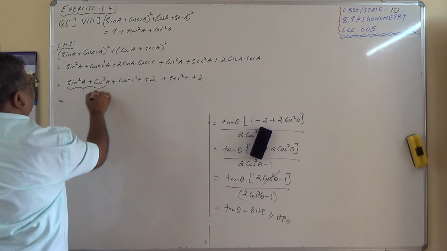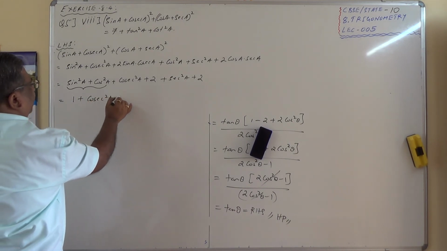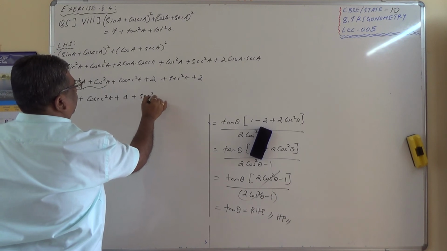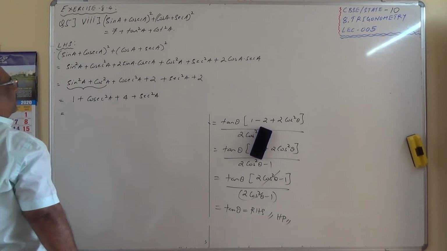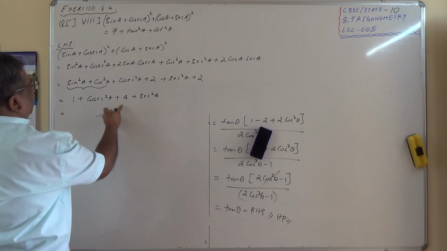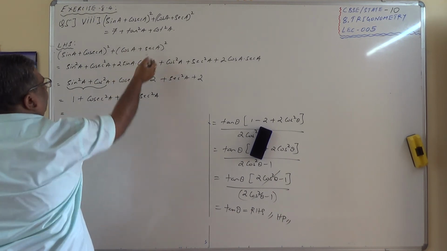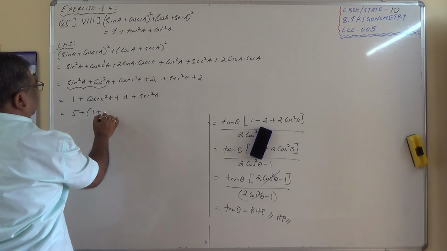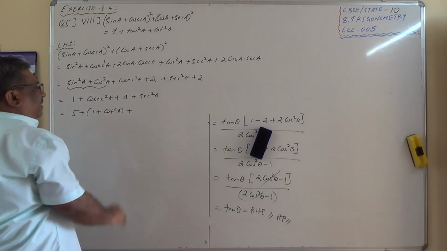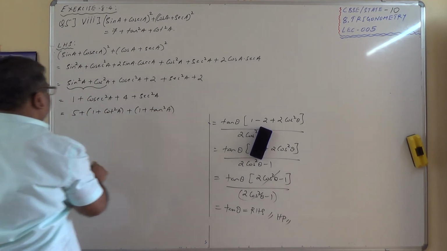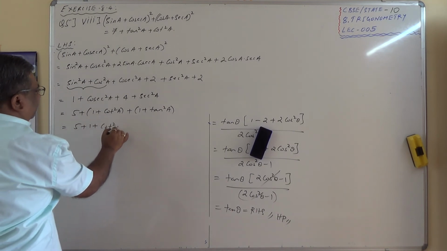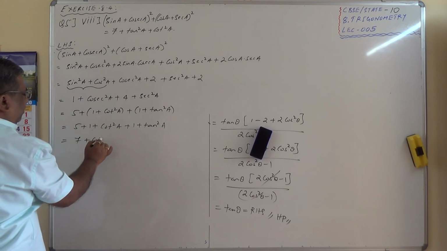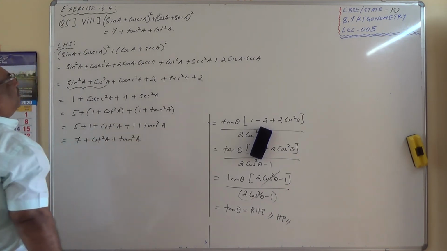Now sin square plus cos square is 1 here, 1 plus cosec square A plus 2 plus 2, 4, plus sec square A, which equals 4 cosec square A. Now we require tan and cot, so squared relations I will apply. 4 plus 1, 5 plus cosec square A can be written as 1 plus cot square A plus sec square A can be written as 1 plus tan square A. So this is 5 plus 1 plus cot square A plus 1 plus tan square A. So 5 plus 1 plus 1, 7 plus cot square A plus tan square A. Yes, hence proved.